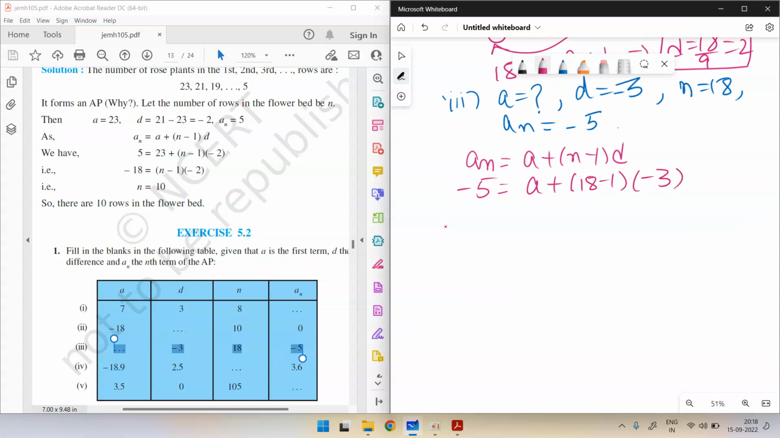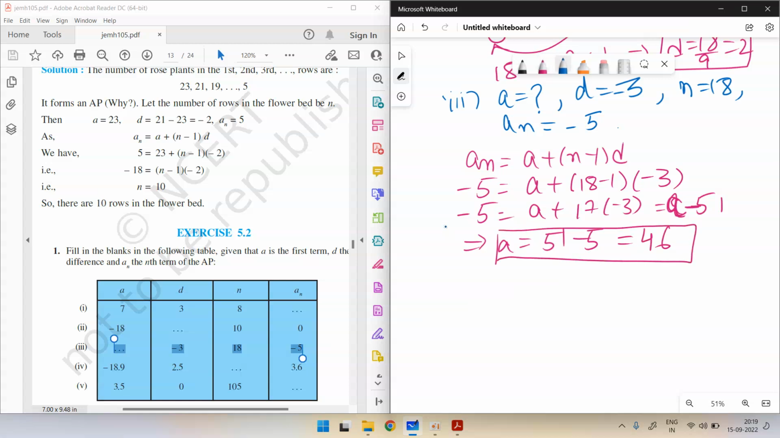So if I substitute this, minus 5 equals a plus 17 into minus 3. Which implies a minus 51 equals minus 5. So a minus 51, which implies that the value of a is 51 minus 5, nothing but 46. So the value of a is 46.